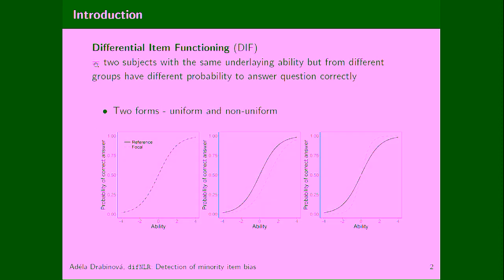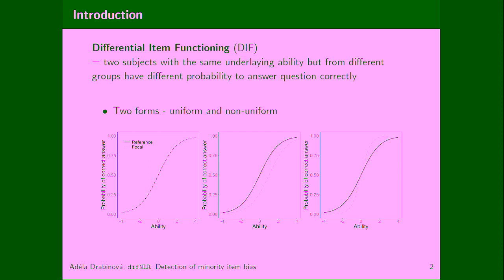Technically speaking, this concept is called differential item functioning. It is the situation when two subjects with the same underlying ability but from different social groups have different probability to answer a question correctly. So let me show you this on a figure. As you can see, there are two groups, one reference and the second is focal. Reference is usually a majority and the focal is a minority.